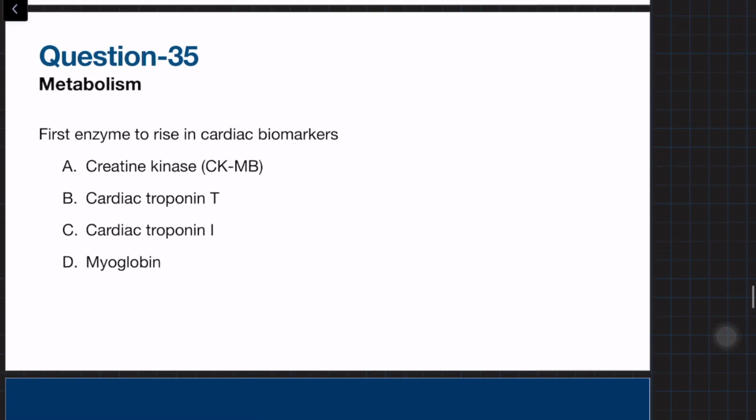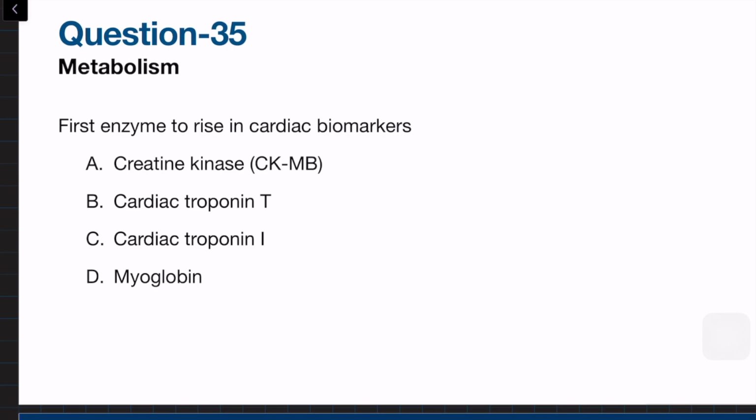First enzyme to rise in cardiac biomarkers. This is a twisted question. It may sound controversial to you. Few people say myoglobin, few people say creatine kinase. The point is, the question asks for an enzyme. Myoglobin is not an enzyme, whereas creatine kinase is, there is kinase, right? So it is obviously an enzyme. Therefore CK-MB is the answer.